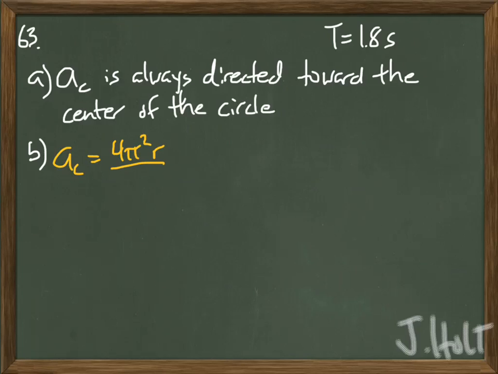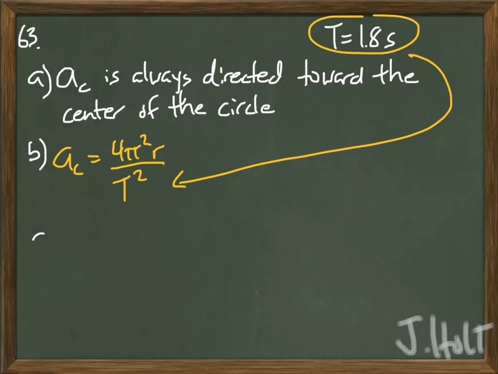Part B, we need to find the magnitude of the acceleration. Take a look at the equation for centripetal acceleration: 4 pi squared r divided by T squared. We've already found the period, so we know what our T is. The r is provided for you in the problem: 5 centimeters, 10 centimeters, 15 centimeters. Don't forget to convert that to meters before you plug it in. So you can find the centripetal acceleration for those three instances. I'm not going to do it for you.